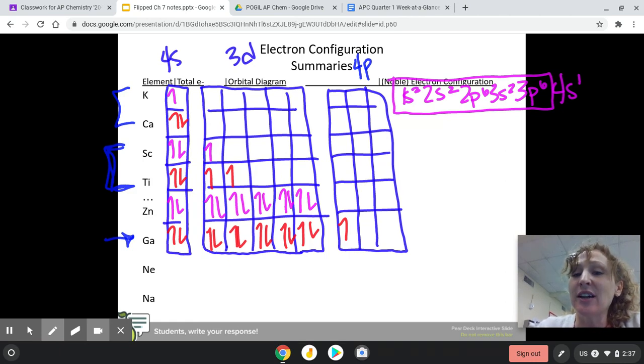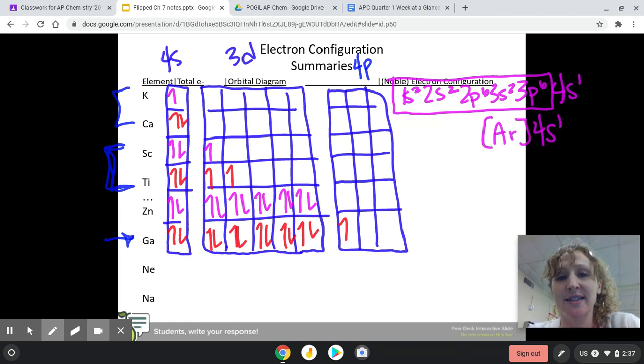And so instead of writing out the whole noble gas, what we can write is called the noble gas electron configuration, where you put the noble gas argon into brackets and then you write whatever is left over after that noble gas. You write that after the brackets. So potassium's noble gas electron configuration would be argon in brackets 4s1.